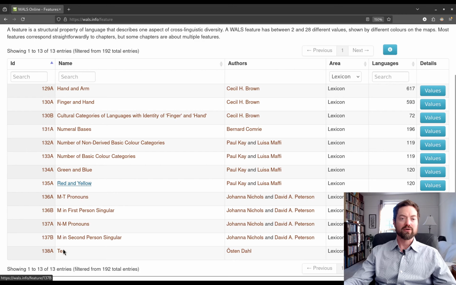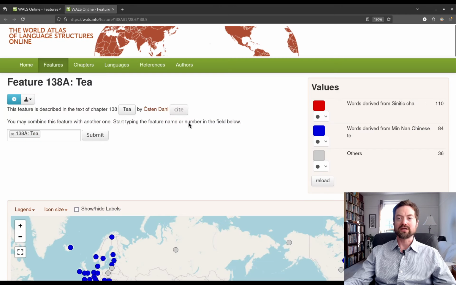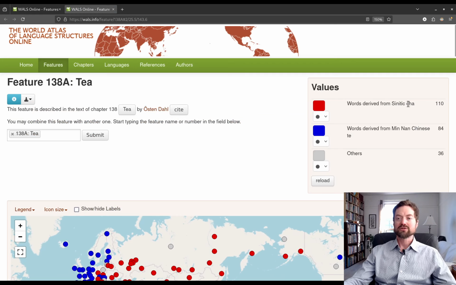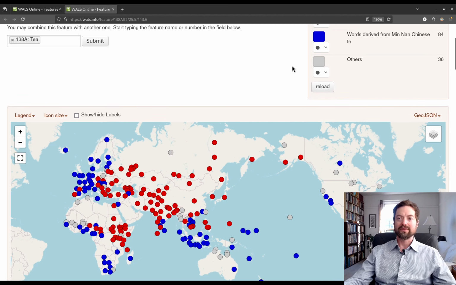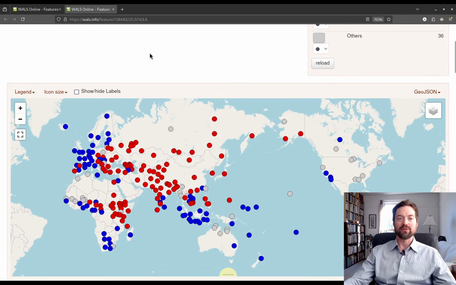And ooh, what's this one for tea? I believe there are 2 words for tea. Yes, and they both come from different forms of Chinese. It's either cha or te. So the world basically divides between cha-based and tea-based, like we have in English, so like tea, and then like thé in French and so on. And then a few languages have another word.